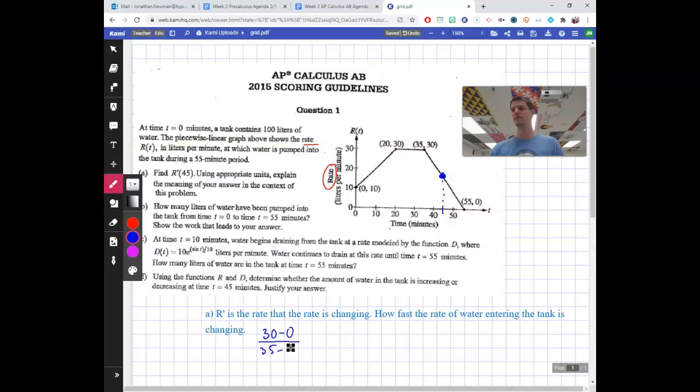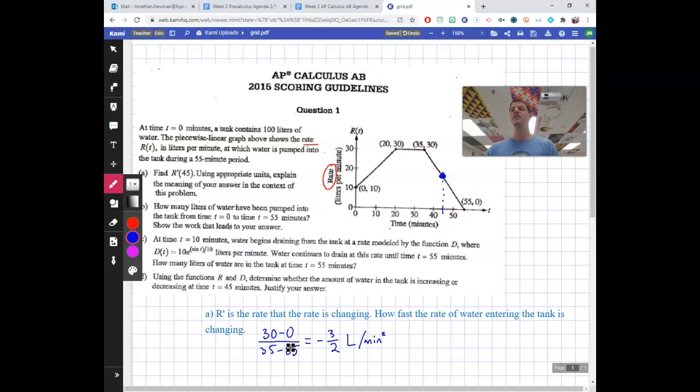You could do 55 minus 35 on the bottom as long as you do 0 minus 30 on the top. And when you calculate that, you get negative 3 halves. Now, what are the units? Well, this is liters per minute, okay? So liters per minute, we can just do this per minute, in other words, per minute squared, okay? So if it's per minute squared, what does it mean?